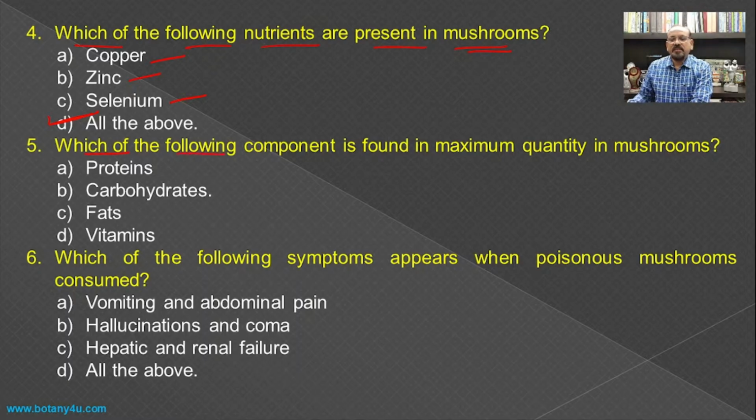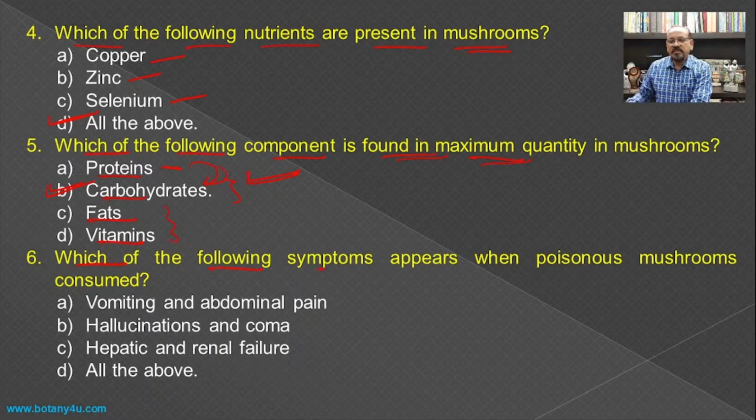Then, which of the following components is found in maximum quantity in mushrooms? As we know, protein is present, carbohydrate is present, fat is present, and vitamins are present. If we compare the protein and carbohydrate with respect to the fats and the vitamins, then the maximum is found in the form of protein and carbohydrate. And if we compare protein and carbohydrate, double the quantity of carbohydrate in terms of percentage is present in the mushroom, and hence carbohydrate will be the correct answer for this question.